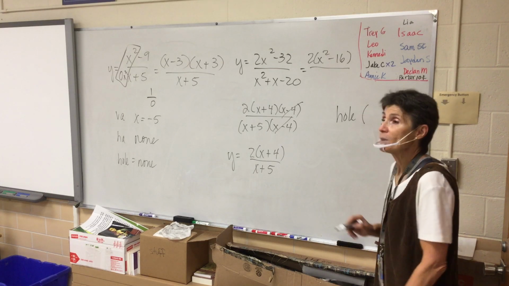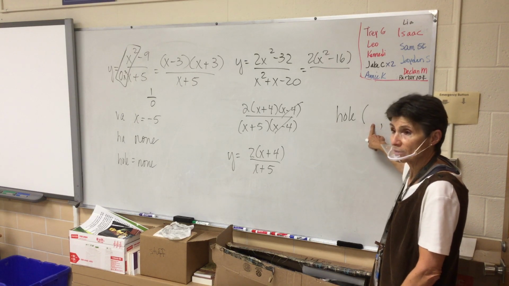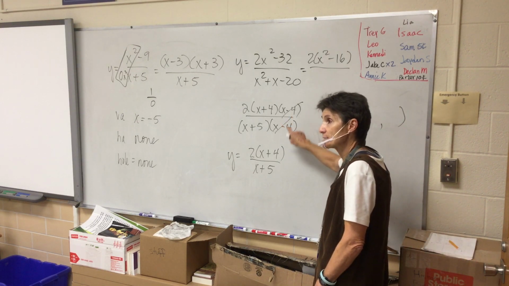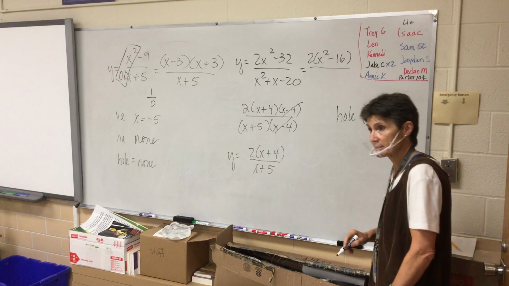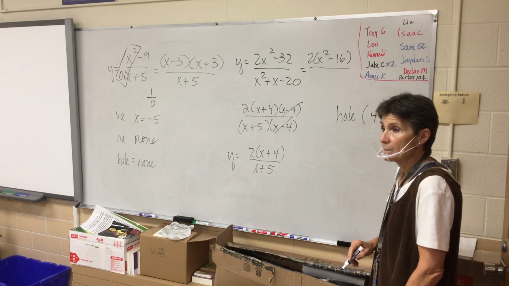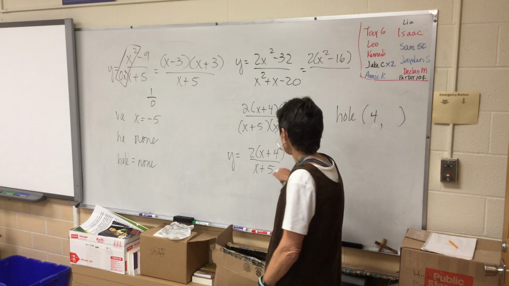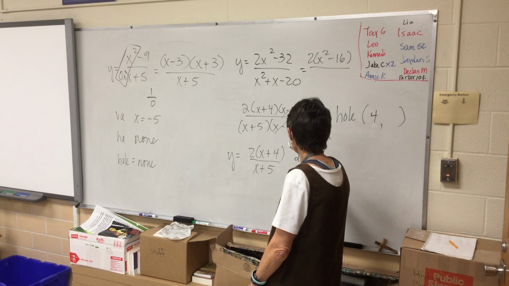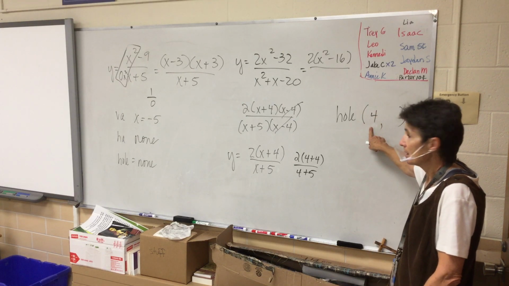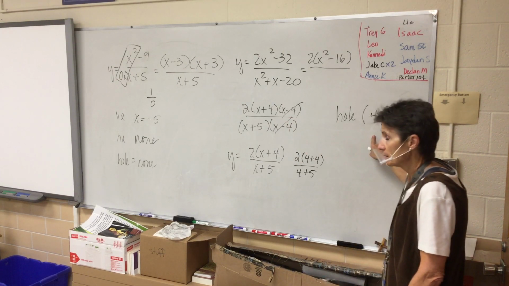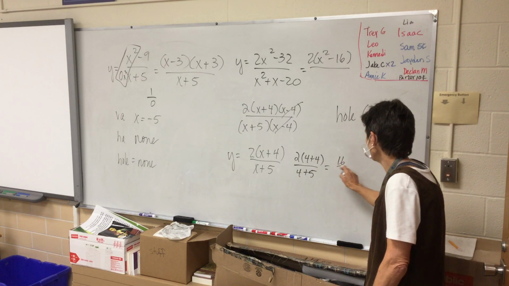Now, where will my hole be? Well, it's a point, remember? The x part of the point comes from what you canceled out. So x is going to be 4. Exactly. The y part comes from plugging it in here. So 2 times 4 plus 4 over 4 plus 5. I just plug in whatever the x is, and that came from what canceled. So what is that? 16 over 9?